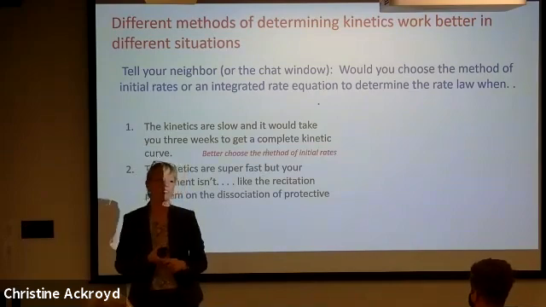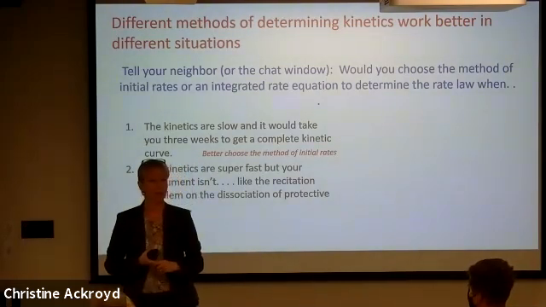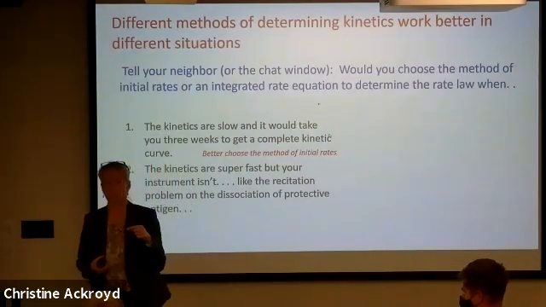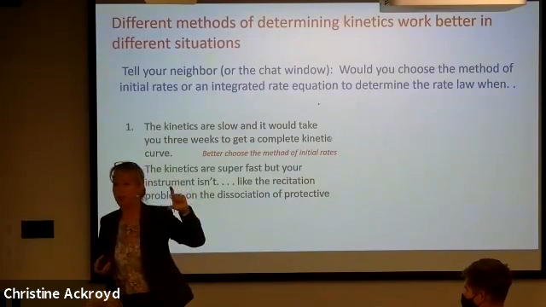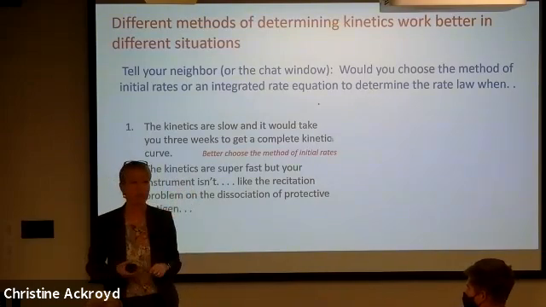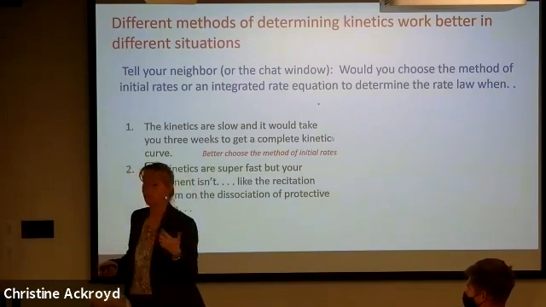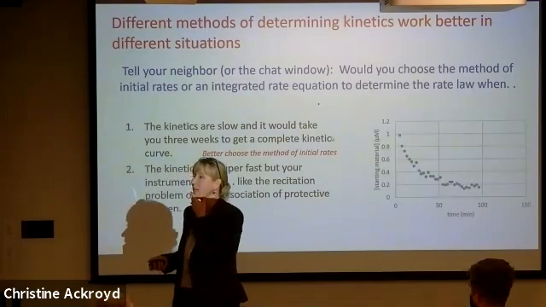How about if the kinetics are super fast, but your instrument is not? If the reaction is really fast and your data collection is really slow, what are the chances that you can collect enough data in the fastest part of the reaction right at the beginning in order to get a good line? Pretty low, right? So what method are you going to use instead? Integrated rate. Yeah, the method of integrated rate laws.